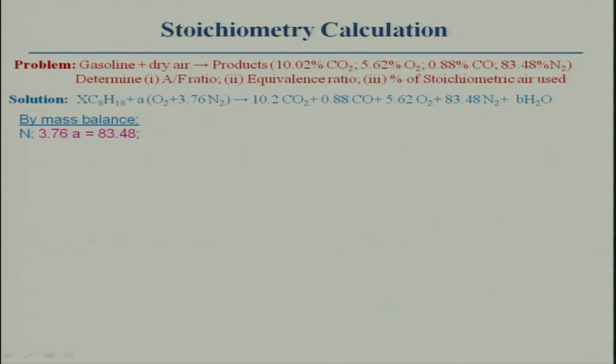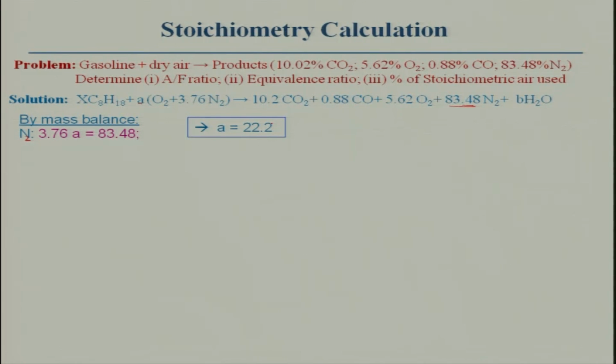If you look at the left hand side, I can say this will be N2 if you want, that will be better, otherwise you will have to multiply it by 2 on the left hand side. Left hand side if you look at, it is nothing but A and 3.76, right. A times 3.76 should be equal to 83.48. So therefore A you can get very easily. What is that A? A is equal to 22.2, right.